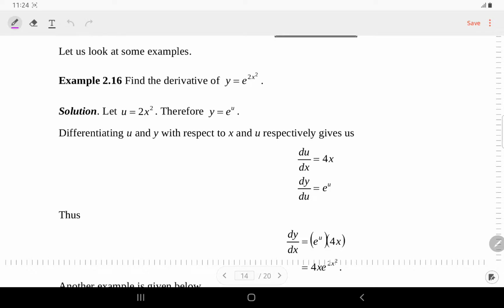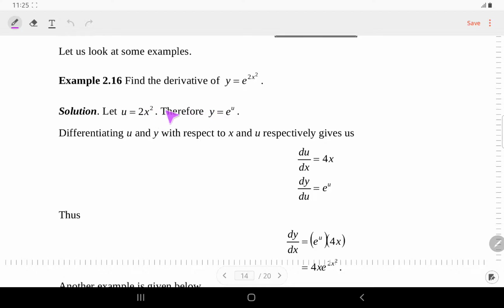We can use the chain rule where we let u be the power of the exponent. As I mentioned before, we assume u as the simplest form, so the simplest form here is the power of the exponent. So assume that u equals 2x squared. Therefore, we have y equals e power of u.